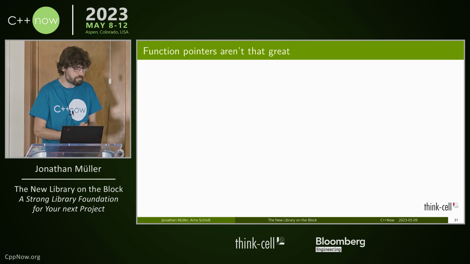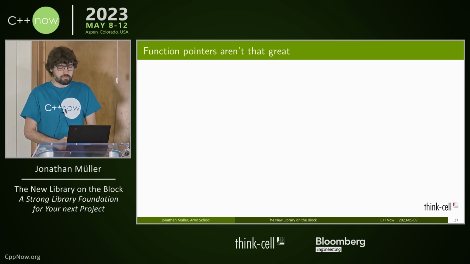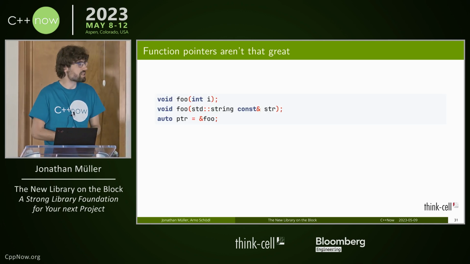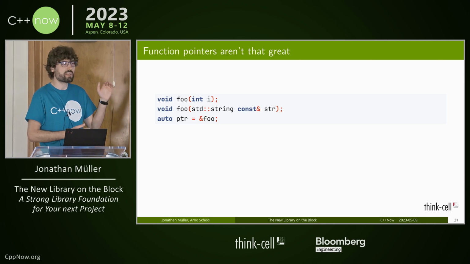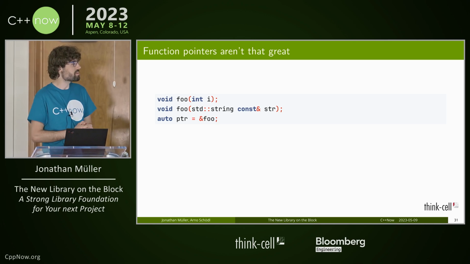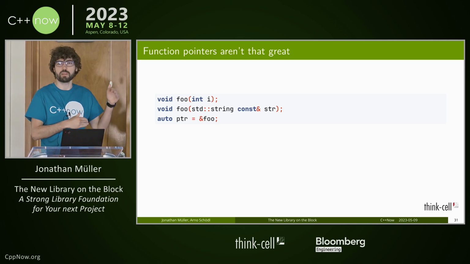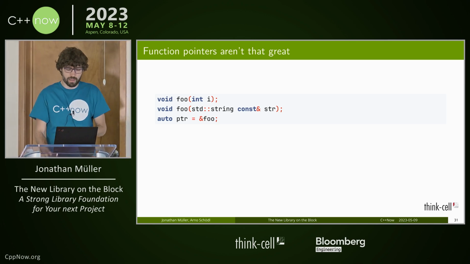Let's talk about function pointers. Function pointers aren't that great. If you have an overload set, you cannot take its address because it's an overload set. The only exception is when you specify the type, then suddenly you can take the address because the compiler now goes backwards to figure out which function you want, which is kind of weird and the only thing in the language that works that way.